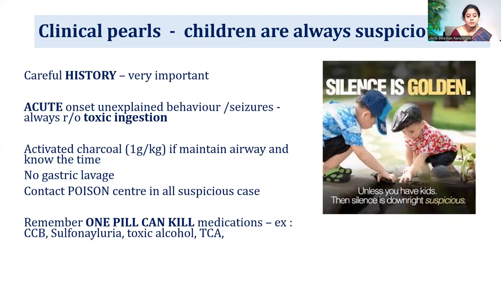If you are suspicious about an overdose, you can always contact the poison center, tell them about the patient's clinical appearance and the vitals and what the possible cause could be, and get their help. And remember, 1 pill can kill medications. There are some medications where even 1 tablet, or even a small amount, can be life-threatening. So you should have knowledge about these medications, like calcium channel blockers, sulfonylureas, aspirin, TCA, which parents or other adults usually take at home. This can be a common source of overdose in pediatrics, so you have to know how to manage them.